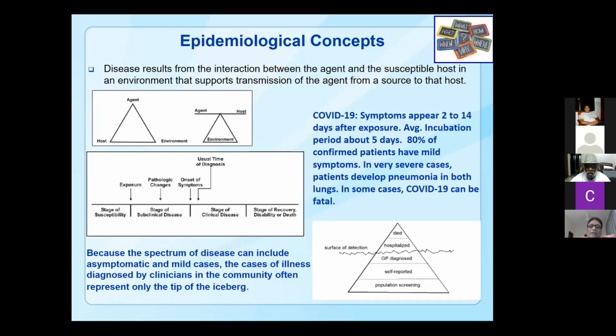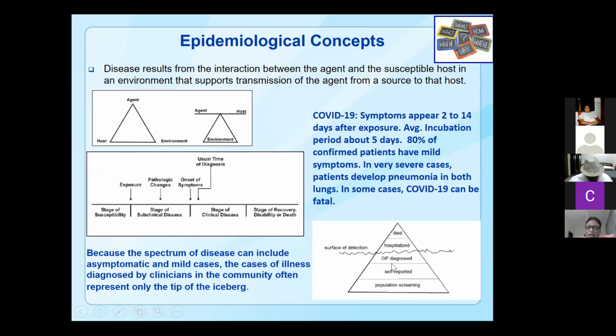About 80% of the confirmed patients actually have mild symptoms. In severe cases, patients develop pneumonia in both the lungs, and in some cases COVID can also be fatal, as we are seeing. Now, this natural history also shows you there is a spectrum of disease which can include asymptomatic cases, that means no signs and symptoms, or we can have mild cases. The cases of illness diagnosed by clinicians in the community often only represent the tip of the iceberg, as you can see in this third picture that I have here. So very often we only see people who have died or people who have been hospitalized.